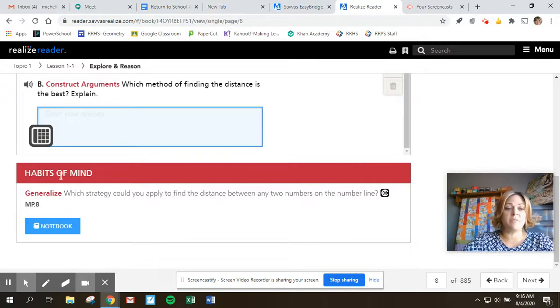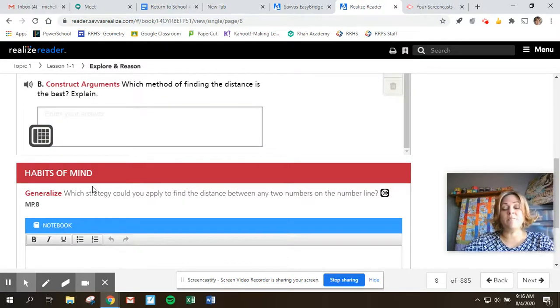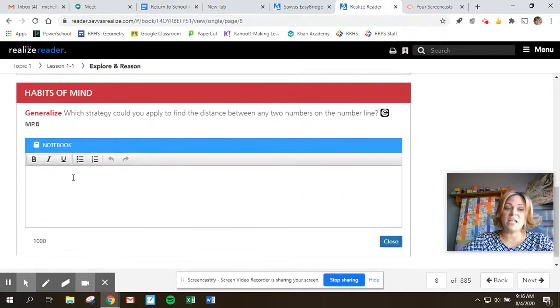At the bottom of some of the pages, it will have a habits of mind, and it will give you a generalization. This online component, if you are logged in, actually keeps track of your notes for you. So I could say, remember to always take the absolute value when finding distance, because distance won't be negative. So I need to remember that as myself.